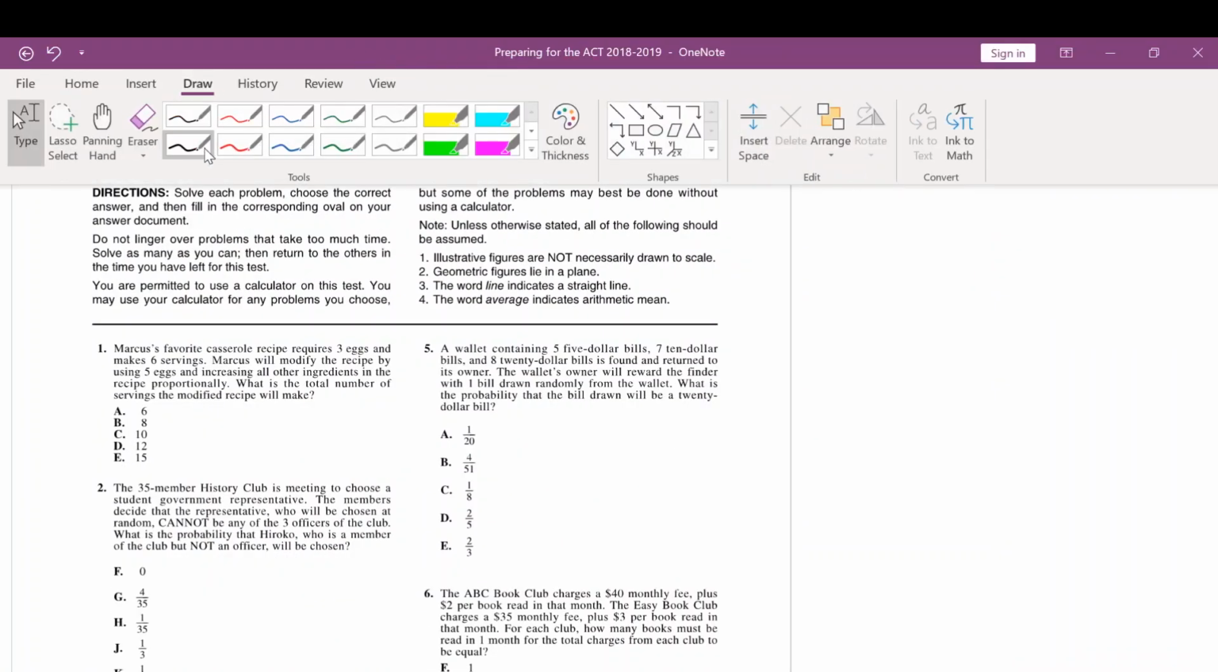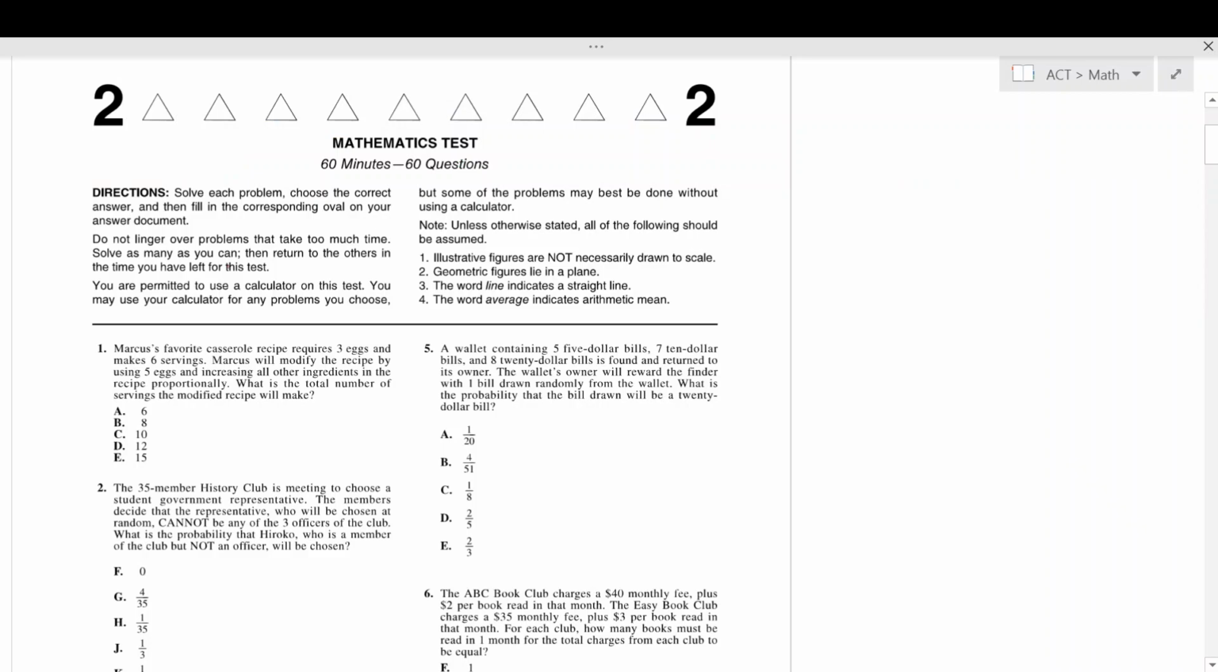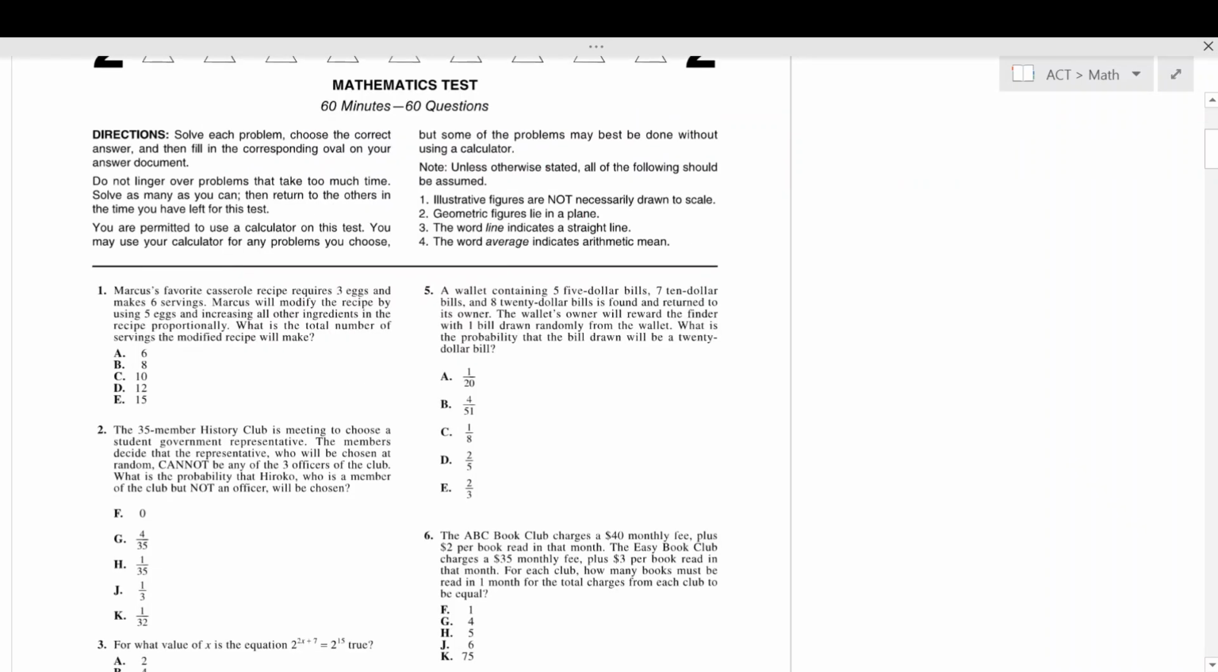Alright, so the first question. This recipe requires 3 eggs and makes 6 servings. And he now wants to use 5 eggs and increases all of the ingredients proportionally. Now how many servings will the recipe make? So we know that 3 eggs make 6 servings. To go from 3 to 6, we multiply by 2. So if we're using 5 eggs, we also multiply by 2. Now we make 5 times 2 equals 10 servings.